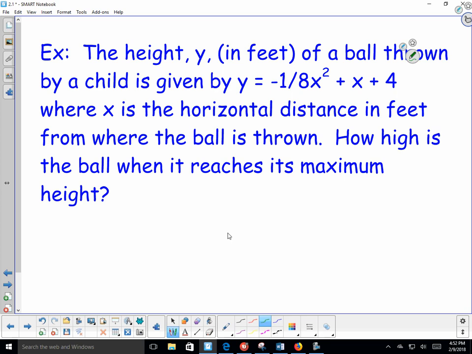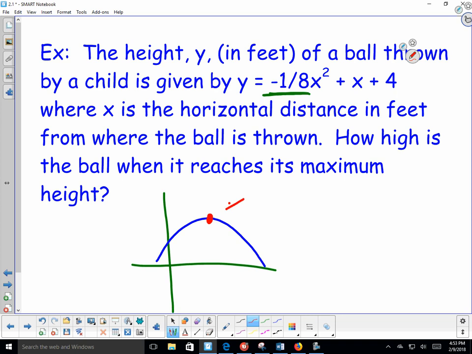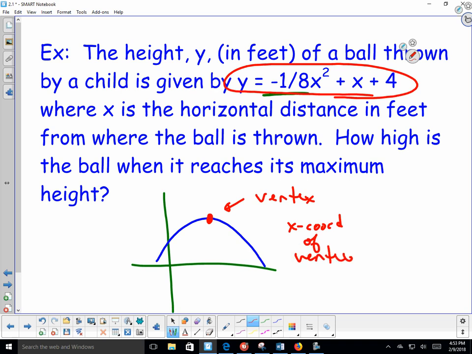So if you're picturing what's going on, we have a ball that's thrown by a child and the path of the ball is looking something like this. How do I know it's opening down? Because I can see my leading coefficient is -1/8. So I want to know what is this highest point. Well, what do we call that highest point? We call that the vertex. So to find the vertex, since this equation is in general form, we're going to use the formula that the x-coordinate of the vertex is equal to negative b over 2a.